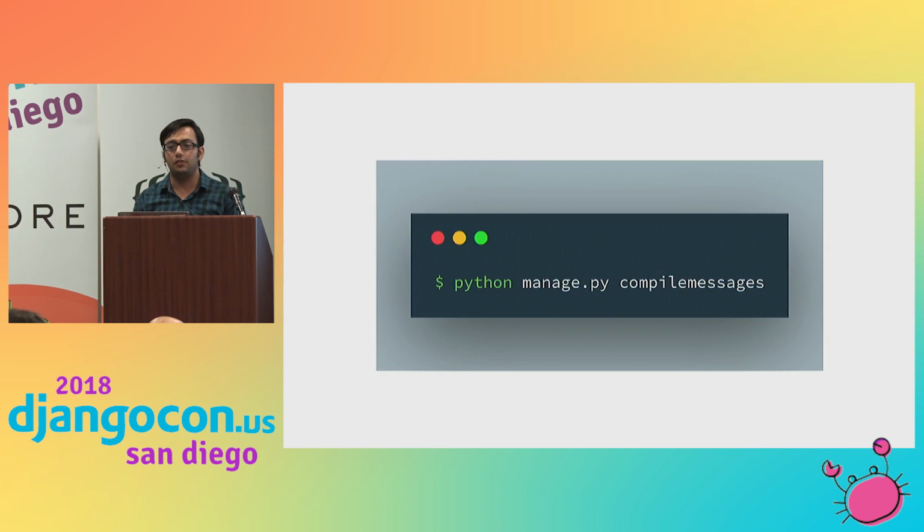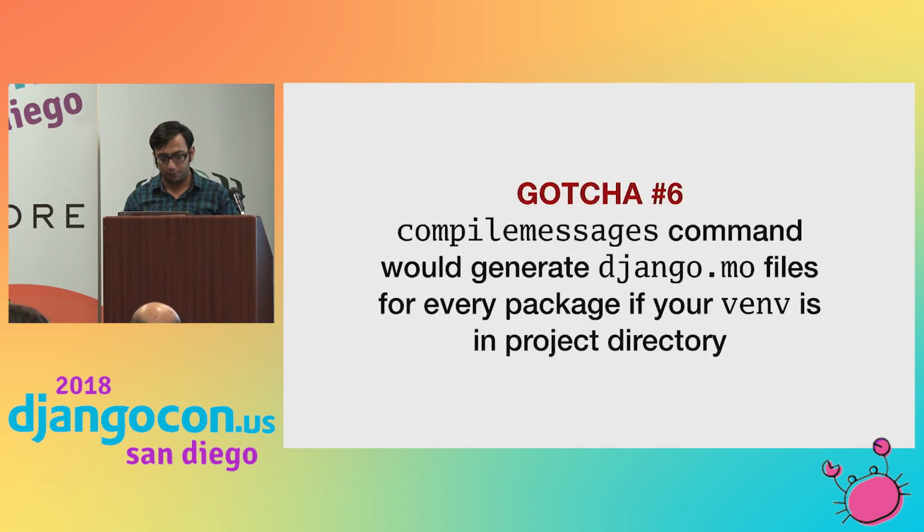The .mo file stands for machine readable object. As soon as this is generated, Django can quickly pick it up and show the static string translations.